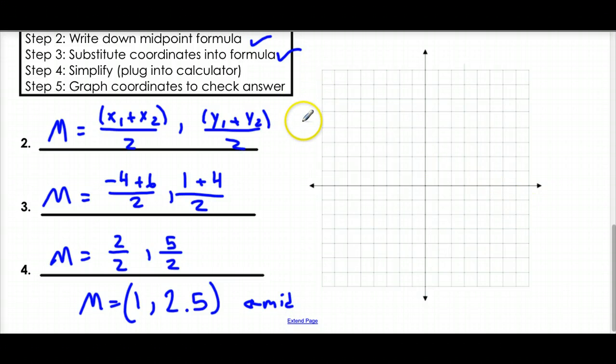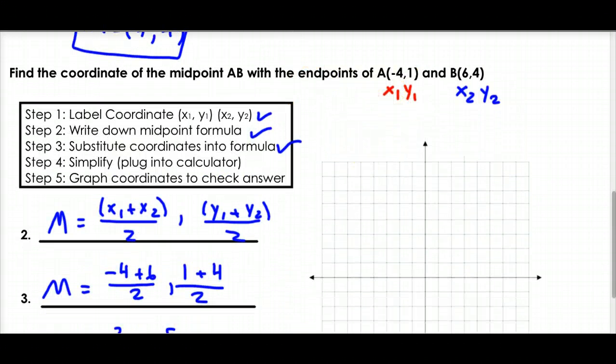So let's see if this even works. It's a good idea just to graph it, to always check your answers. So we have (-4, 1) is one of our points: 1, 2, 3, 4, 1. And (6, 4): 1, 2, 3, 4, 5, 6, 1, 2, 3, 4. All right.